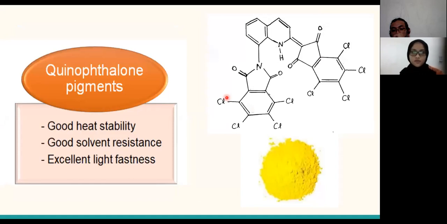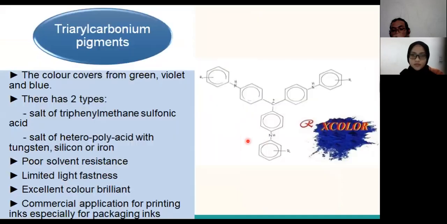The next one is quinophthalone pigments. They have good heat stability, good solvent resistance, and excellent light fastness. The color of quinophthalone pigments is yellow, and this is the chemical structure of quinophthalone pigments.